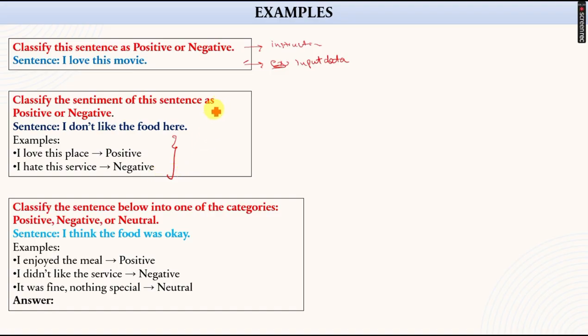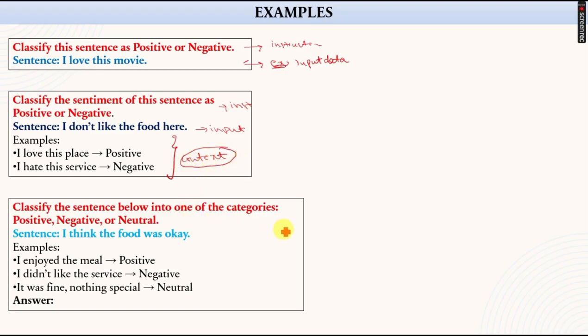In the next example, we have classify the sentiment of this sentence as positive or negative. Sentence: I don't like the food here. Examples: I love this place. Positive. I hate this service. Negative. Here, again, the instruction is about classifying sentiment, and the input is, I don't like the food here. But now we also have examples. These serve as context. They help the AI learn what kind of patterns to look for when deciding sentiment.